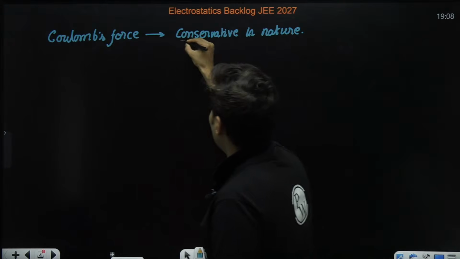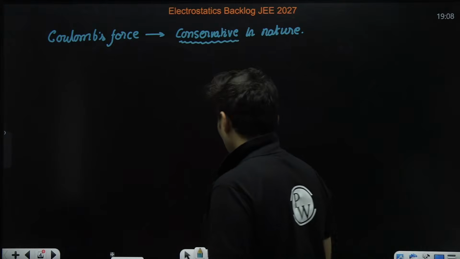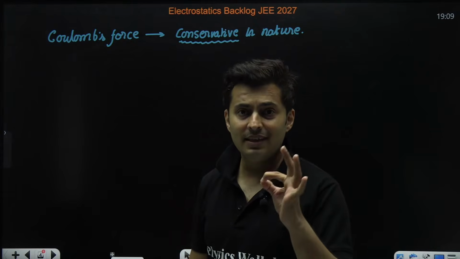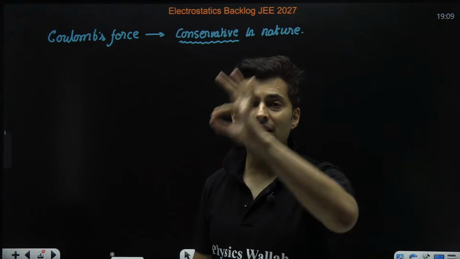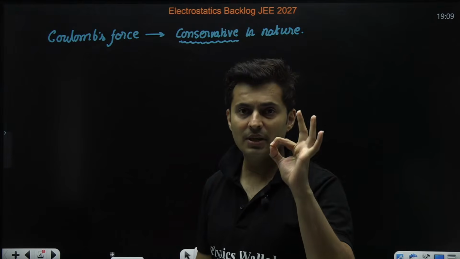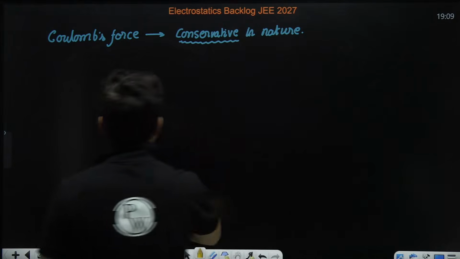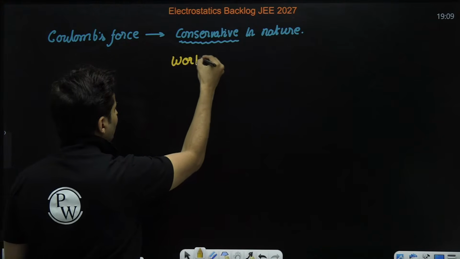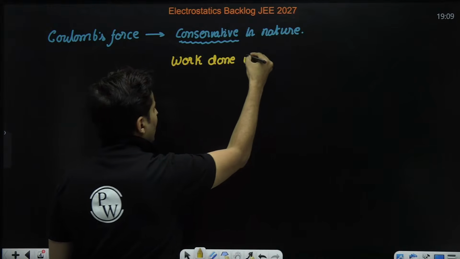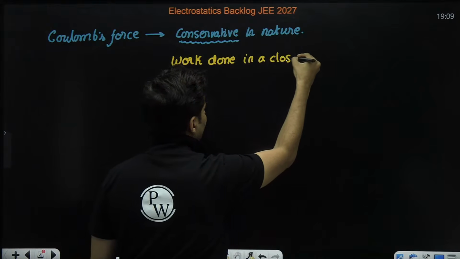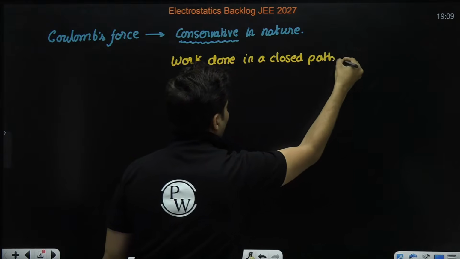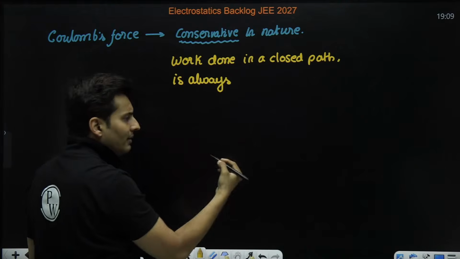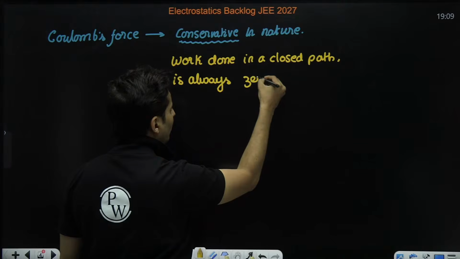Now, what is the meaning of this word conservative in nature? The true meaning of being conservative in nature is that the work done by this force in a closed path must be zero. The meaning of the word conservative is that the work done in a closed path is always going to be zero. There is not even one single path where it is not zero. So it is always going to be zero.